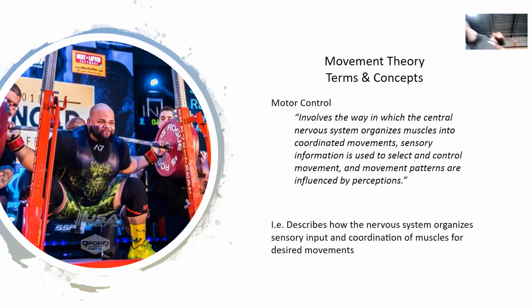It describes how the nervous system organizes sensory input and coordination of muscles for desired movement. Organizes is the key word here, because later on we'll talk about self-organization, all right? It takes all that input and all that data that we just went over and organizes it into one big plan, okay? Something as simple as a squat. This is all the things that go into something simple like a squat or a bench or a carry, okay?